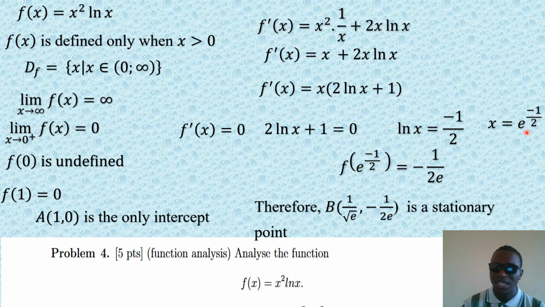This is the same as 1 over e raised to the power a half, and e raised to the power a half is the square root of e. So if you wish to leave it like this or you write it like this, it's the same thing. So this is a stationary point.